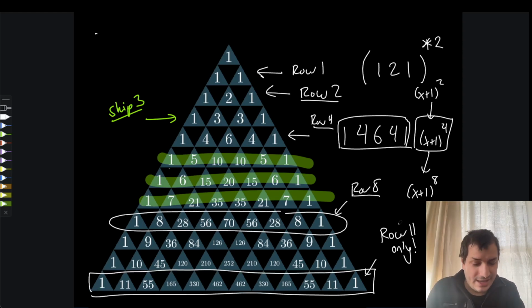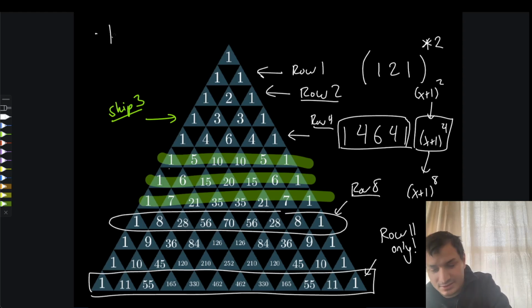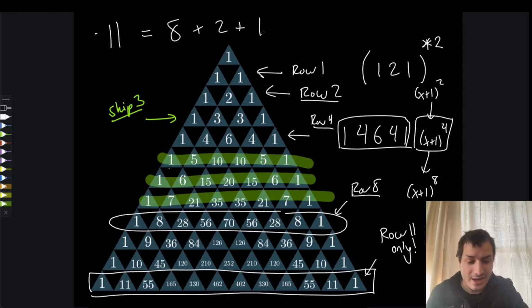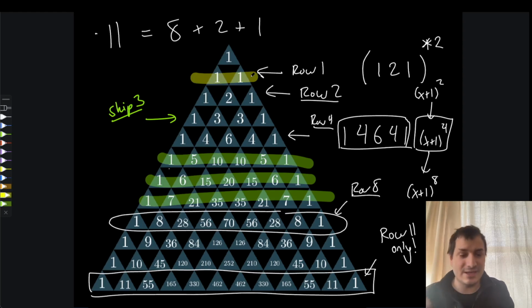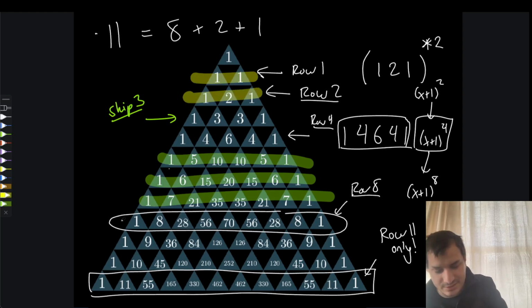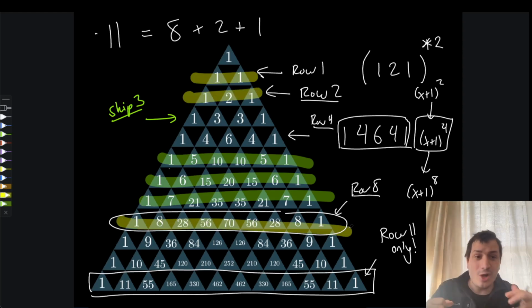How are we going to get row 11 from what we have so far? Well, row 11 is 8 plus 2 plus 1. And we calculated what was going on row 1. We know that. We know what happened on row 2, and we know what happened on row 8. And if we convolve these 3 lists of numbers together, 1, 1 with 1, 2, 1 with 1, 8, 28, and so on, we will get row 11.